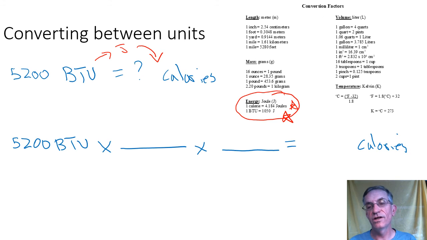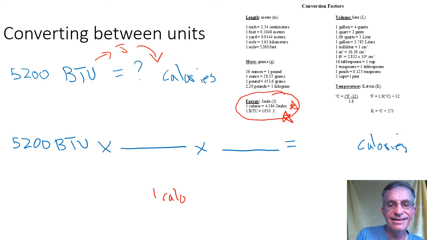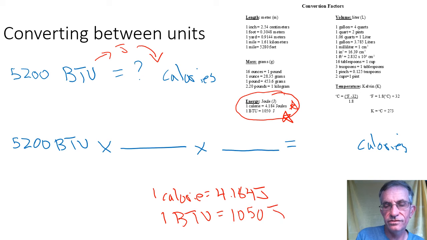Okay. So let me go ahead and write down the conversion factors again so you can see them a little better in case you're struggling reading this tiny screen maybe. All right, 1 calorie is 4.184 joules. 1 BTU is 1,050 joules. All right, those are your 2 conversion factors. Let me help you out just a little bit more. We're going to use this one first to get to joules. Then we'll use the top one to get from joules to calories.